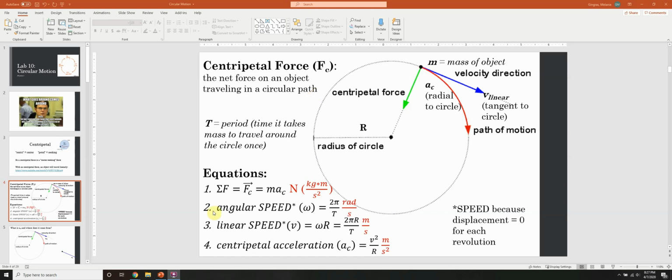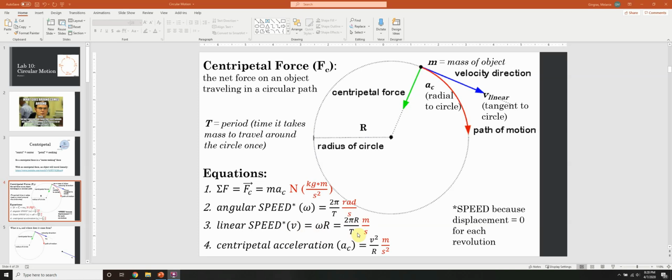Okay, number 2, angular speed. So this can also be represented by omega, which looks like a little W here. So if you see omega, that's angular speed. And this is equal to 2 pi over the period, and the units are radians per second. Linear speed, this is typically depicted as a lowercase v, okay? And this is either omega times r, so your angular speed times the radius, or if you want to expand it, then it would be 2 pi r over the period, right? And these units would be meters per second, just as we're typically accustomed to seeing for speed.